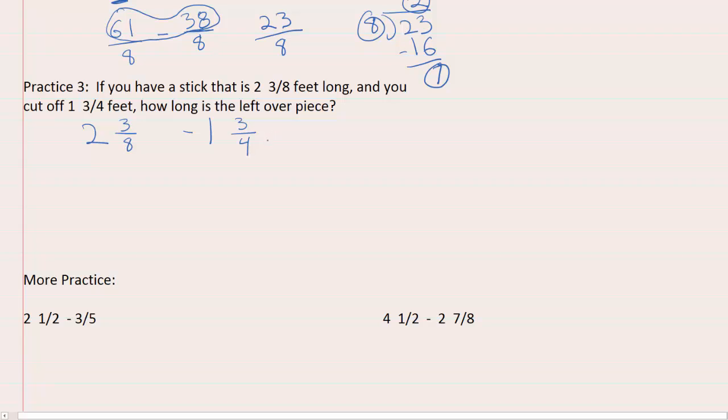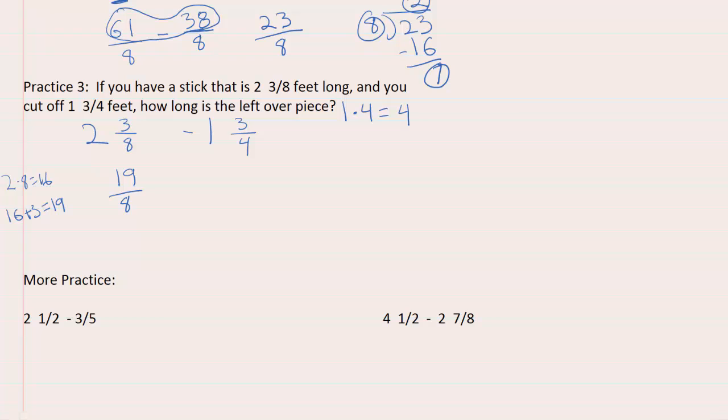So just like on the last problem, we want to make sure that we start out by turning these into improper fractions. So I'll go ahead and say 2 times 8 will give me 16, and 16 plus 3 will give me 19. So I've got 19 eighths on this side. Over here I've got 1 times 4 will give me 4, plus 3 will give me, oops, that's not written very nicely. New problem. So then I've got 4 plus 3 will give me 7. Okay, so over here I've got 7 fourths.